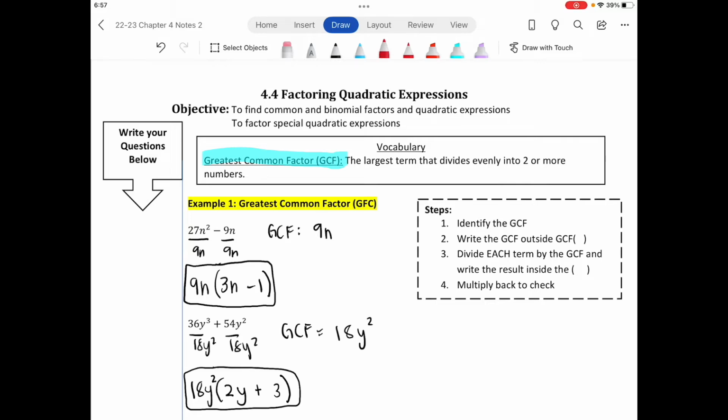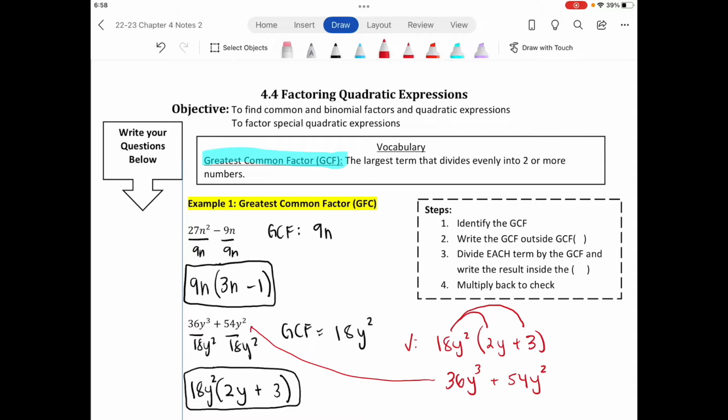In order to check that we did our work correctly, we need to distribute our greatest common factor back into our parentheses. 18 times 2 gives us 36. Y squared times y, we add the exponents, is y cubed. Then we'll do 18 times 3, which gives us 54, and then we'll tack the y squared on. This matches the expression we started with, so we know that we've done our factoring correctly.